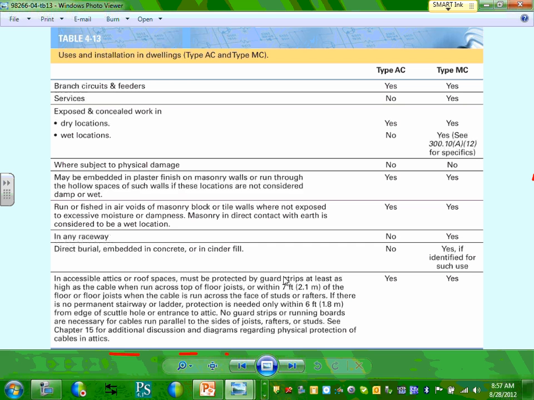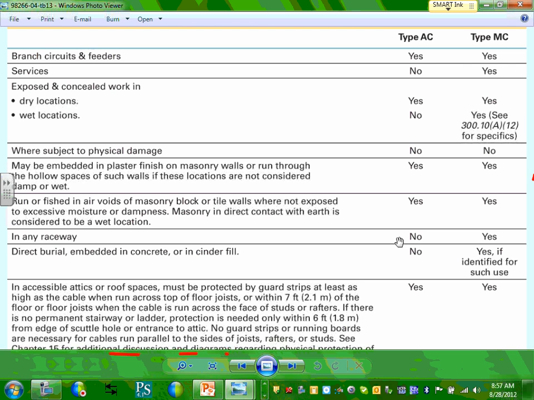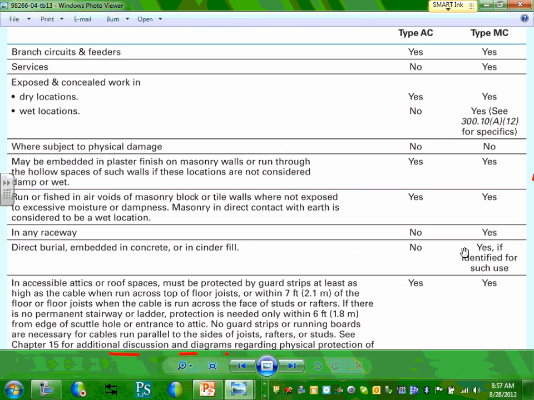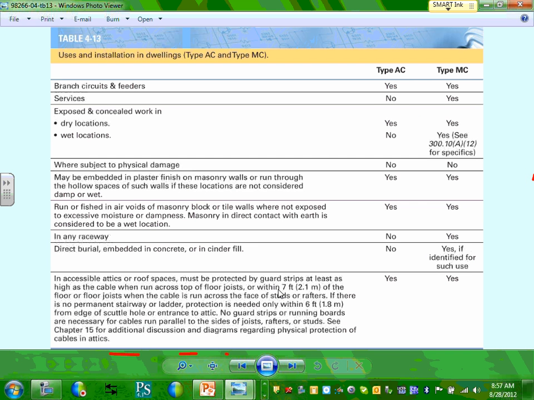Only probably residential, if any. But MC is a wiring method. In any raceway, you can use AC, but you can use MC. So anyway, direct burial, yep, you can only use MC that's identified for direct burial, but they don't identify AC for direct burial. Anyway, can I just get you that these tables comparing 2 very important cables?